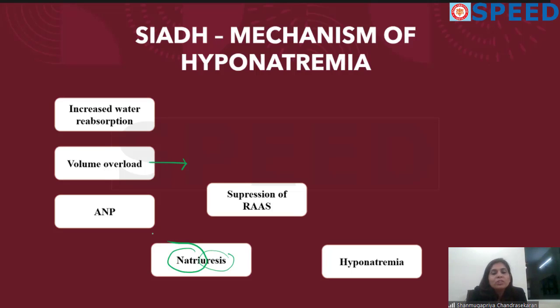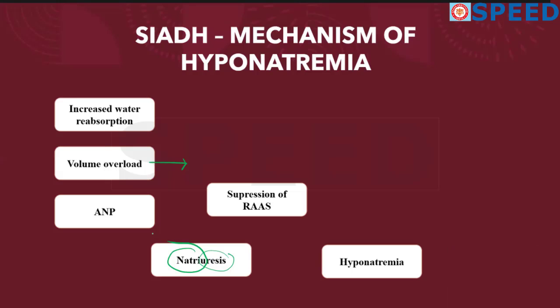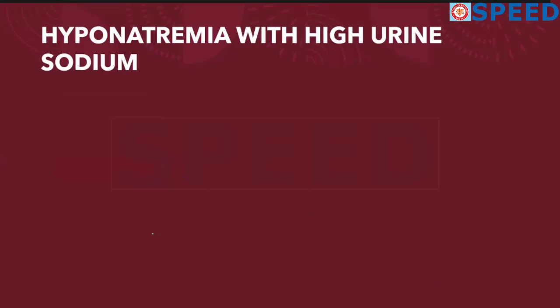Now, what do you think of urine sodium in this condition? I said in hypervolemic hyponatremia, because of the secondary hyperaldosteronism, which causes sodium reabsorption along the renal tubules, urine sodium is less than 20. But in this case, there is natriuresis and a concentrated urine. So what do you think of urine sodium? It will be more than 20 milliequivalents per liter. Okay, so this is about SIADH.